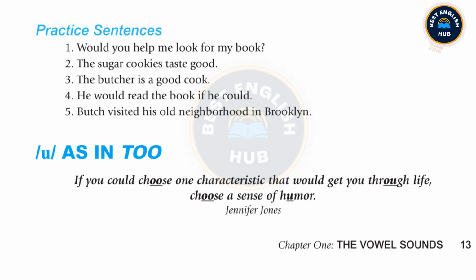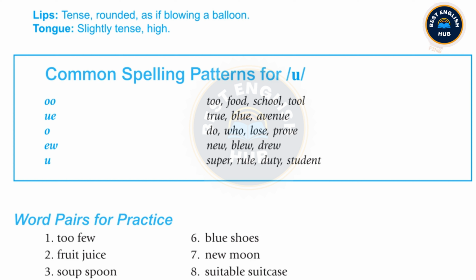Oo, as in two. For the oo sound, the lips are tense and rounded as if you're blowing a balloon, and the tongue is slightly tense and raised high. The common spelling patterns for this sound include a double O, as in to, food, school, tool; UE, as in true, blue, avenue; an O, as in do, who, lose, and prove; EW, as in new, blue, drew; and the letter U, as in super, rule, duty, student.